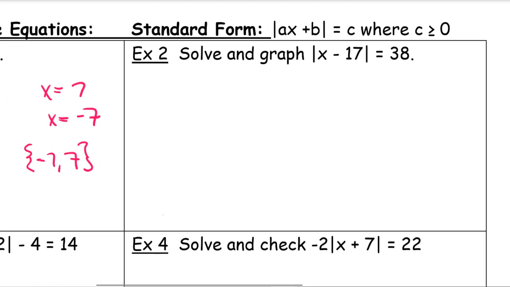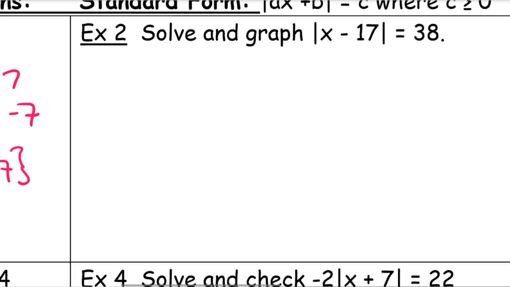Now let's check out number 2 here. This one, we got a little bit more work to do. When you have an absolute value where you got stuff in between the bars, you're going to take the value and split this equation into two pieces.